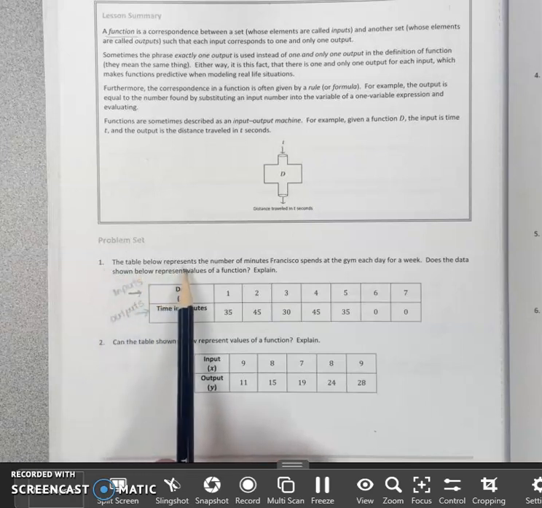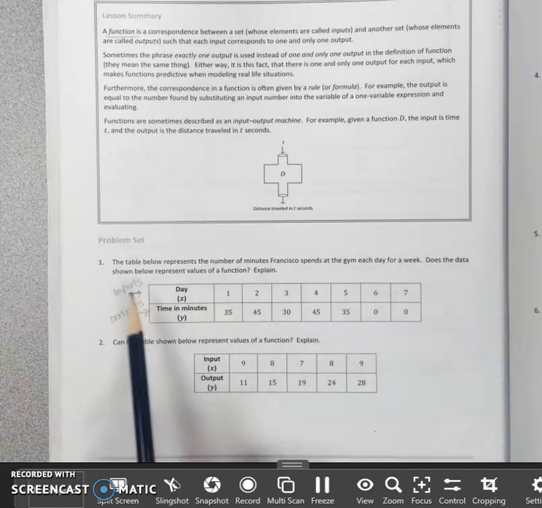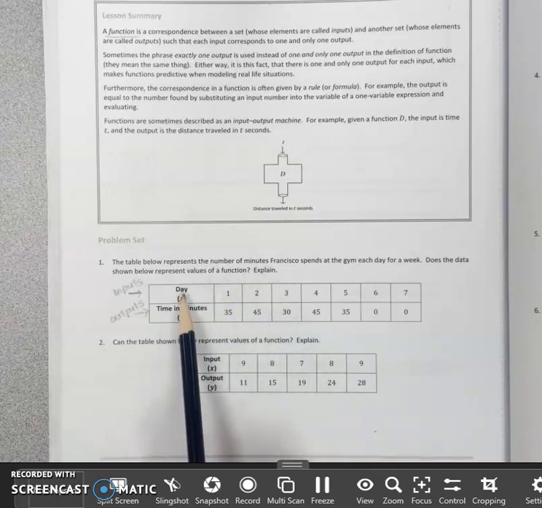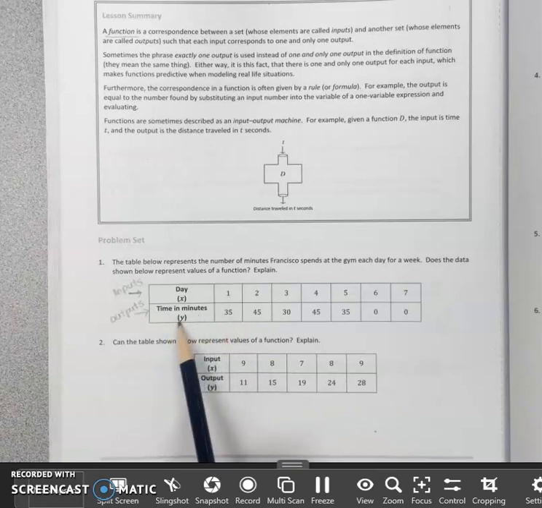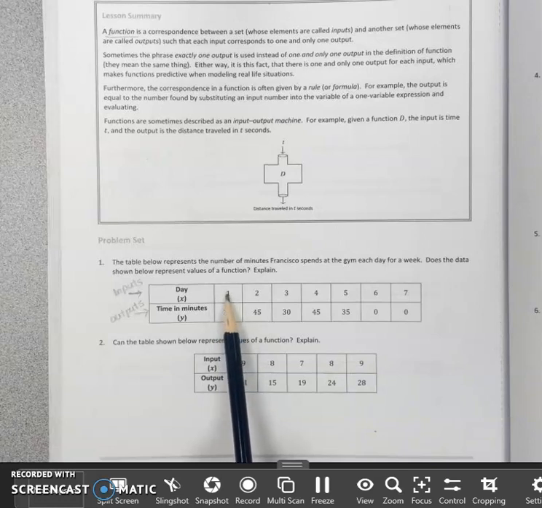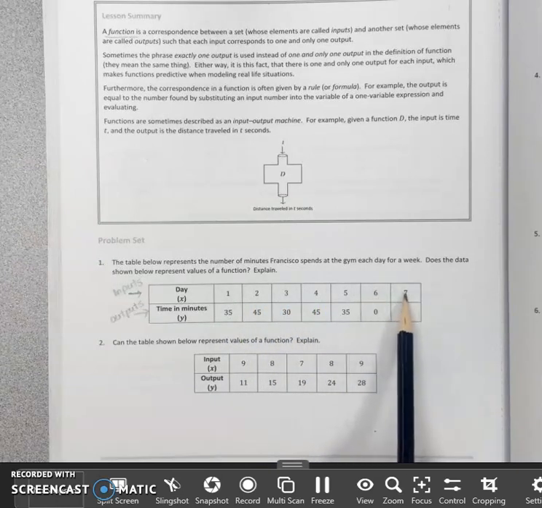The table below represents the number of minutes Francisco spends at the gym each day for a week. Does the data shown below represent values of a function? Explain. So when we look here, each day he spends at the gym is represented by X, which is our input, so he inputs each day. Our output is time in minutes, Y. On day 1, he spends 35 minutes. On day 2, he spends 45 minutes. So all we're looking at is that for each day, our inputs need to be unique. And if you look, it's 1, 2, 3, 4, 5, 6, 7.